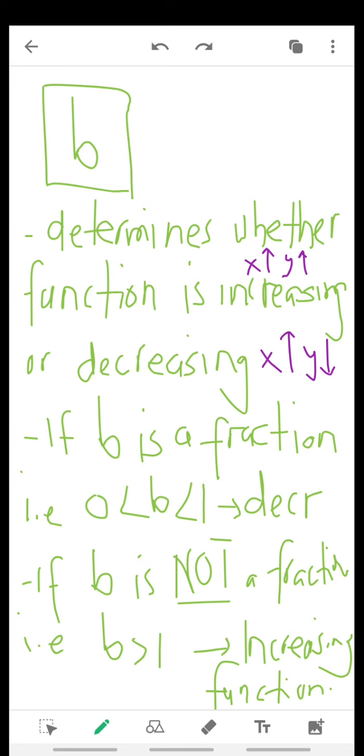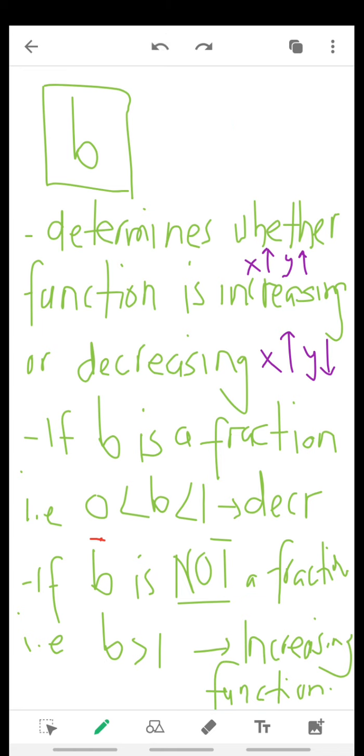And then let us go to the meaning of b also. We said if b is a fraction, a number over a number, meaning between 0 and 1, then the exponential function will be a decreasing function. It will look something like this, because as x is increasing, then y will be decreasing. So that is when b is a fraction.